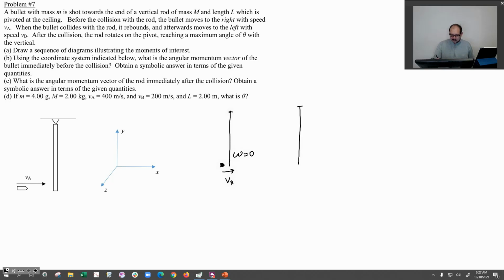Then the collision happens, and right after the collision, the bullet is flying back away from the rod. That's the velocity, and the rod starts moving, having some angular velocity, and then eventually the rod stops moving.